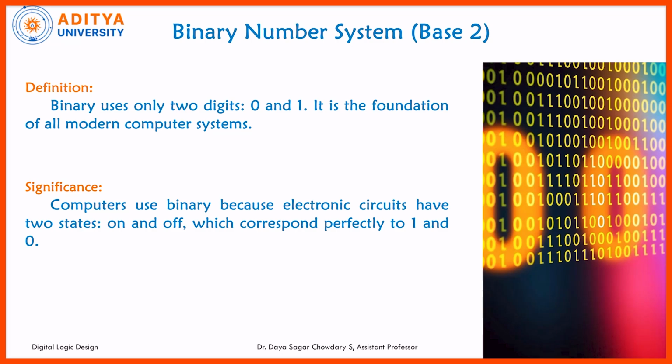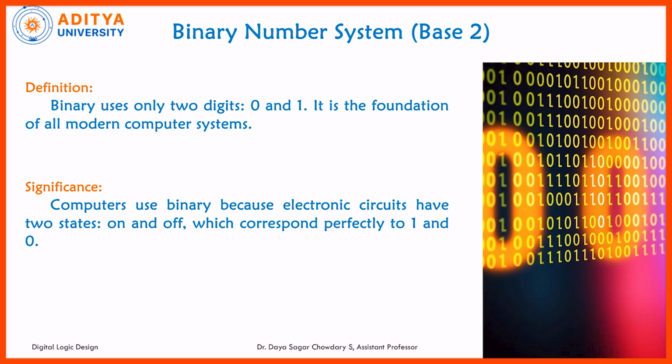Next, coming to the binary number system. So binary, bi means 2. So 2 is the base here. So within the brackets we write the binary number with suffix 2. Here binary uses only 2 digits, 0 and 1. It is the foundation of all modern computers.